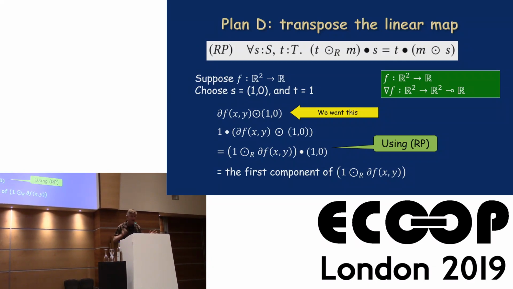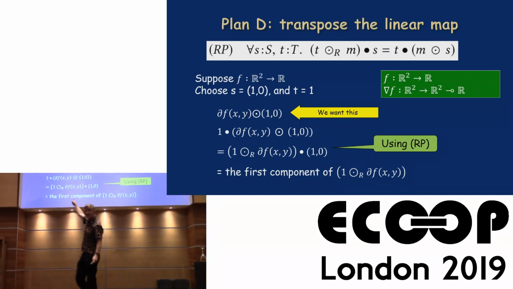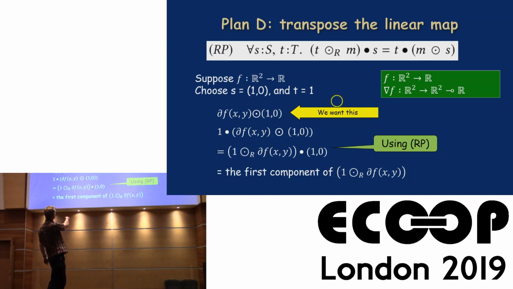Now, why is it useful? Here's why it's useful. Suppose I have, remember I wanted to compute this value. This is one of the values I want. That's the partial derivative of f with respect to x. So this is equal to 1 dotted with that. Why? Because we're in the real number space. Remember, the result type is real. We're in T space, so that dot is just multiply. So 1 times anything is the same as the thing.